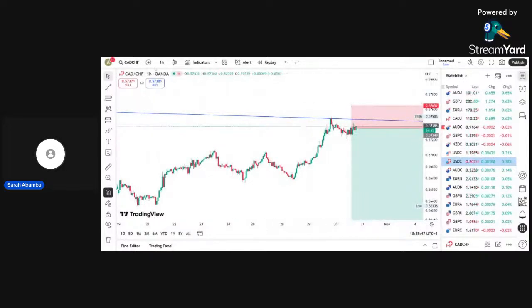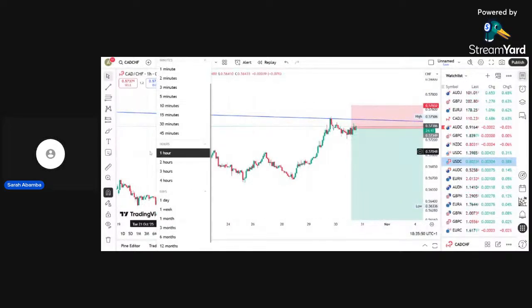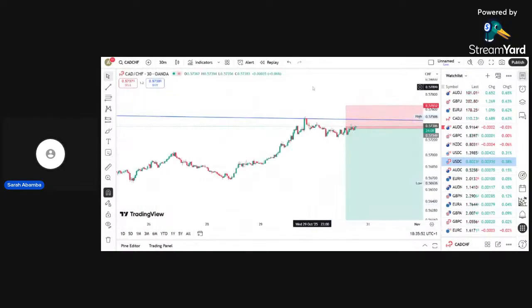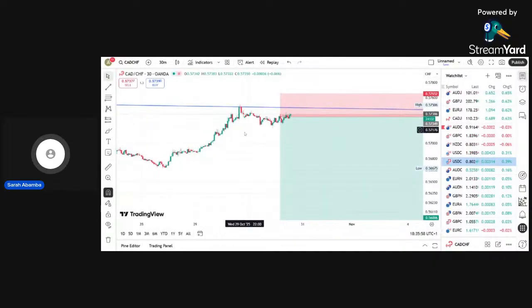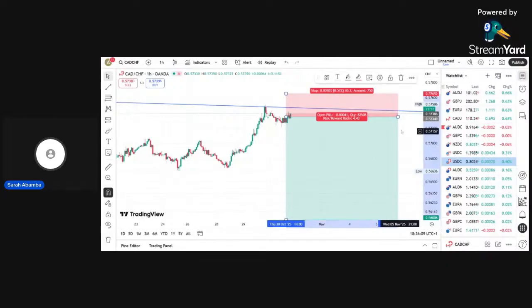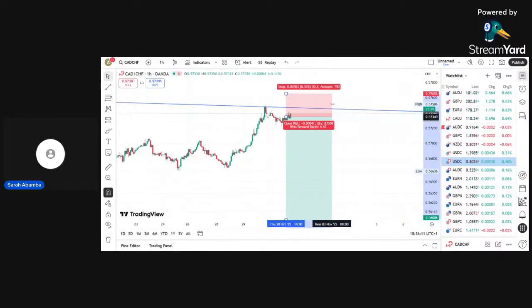this is a 1 hour time frame. Although I don't go below 30 minutes, my filter will now be that I've not really seen a candlestick pattern, like a bearish candlestick pattern. So I may not necessarily take this trade until it is formed. Sometimes it is safer to do that.